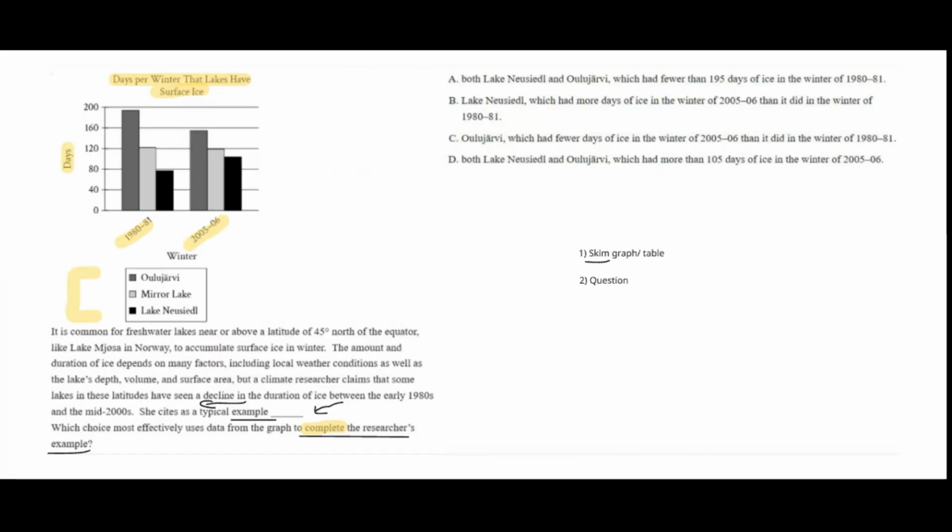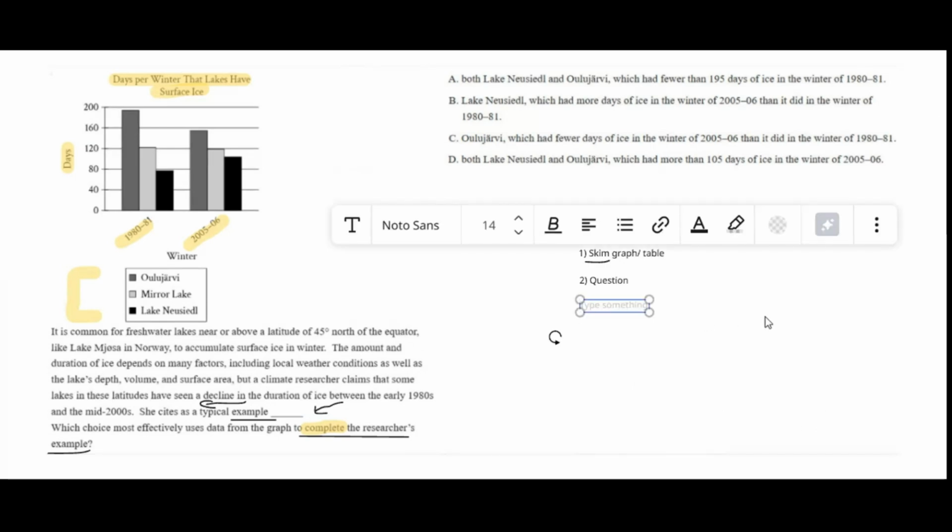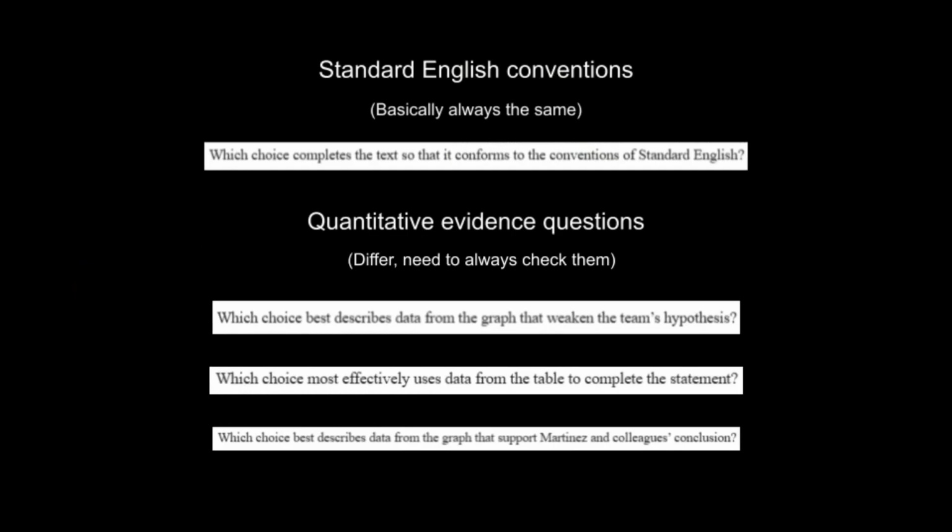If we didn't look at the question first, we probably would have started from the beginning of the paragraph and wasted a lot of time, which isn't good. Just a side note, on the SAT reading and writing, there are some problems with identical questions like starting in English conventions, so skipping them can really save time. However, it is not the case with quantitative evidence questions because they are going to differ and ask for different things, as you can see right now on the screen. Pause if you need to and make some notes.